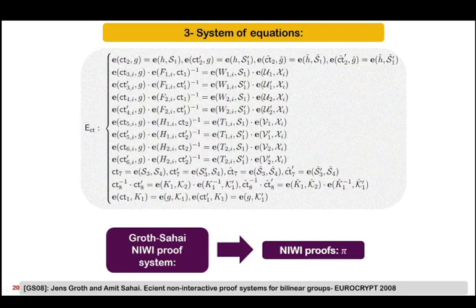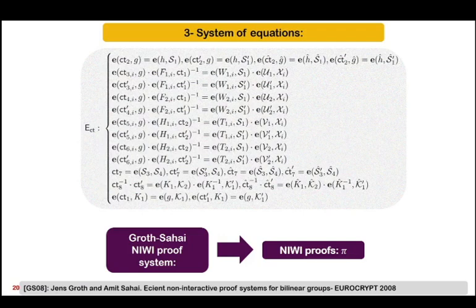I'm not going to go into the details of this system of equations. As you can see, it's a little bit messy. The only thing that I would like to mention is that we had another challenge in generating the NIWI proof using the Groth-Sahai technique. The challenge was related to some of the relations defined in the transformation from FE to verifiable FE, because some of the relations consist of a generalized form of disjunction, and the standard technique to implement disjunction for Groth-Sahai proofs cannot be directly applied. So we had to do some modification, which you can see in the paper.